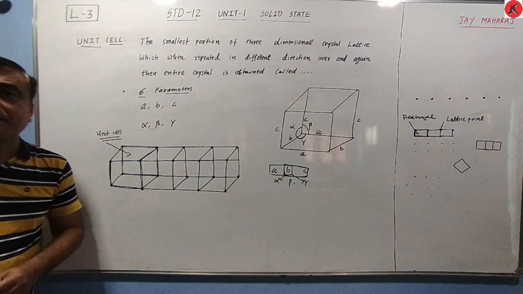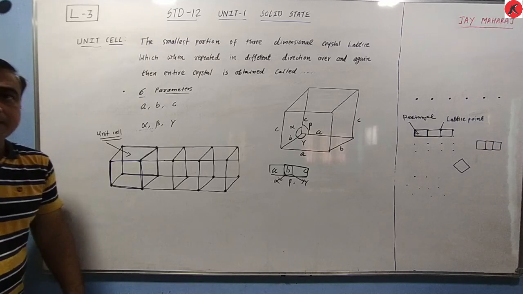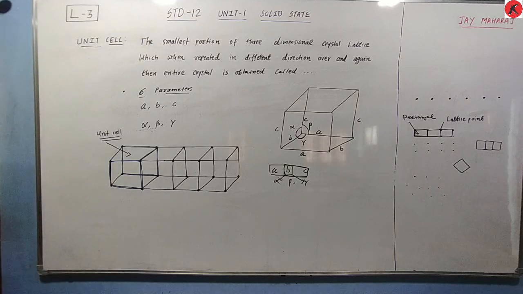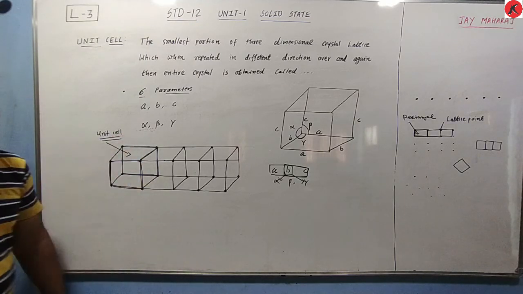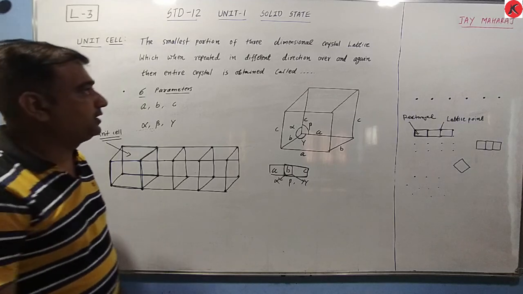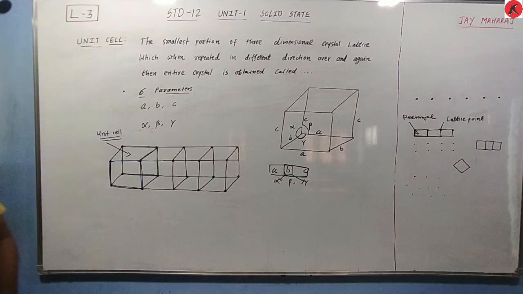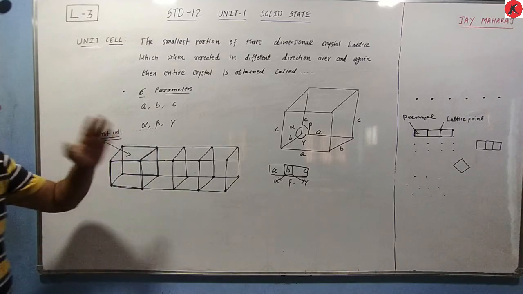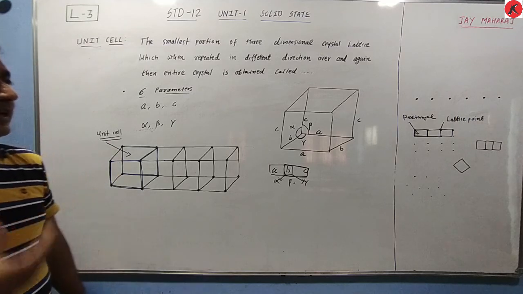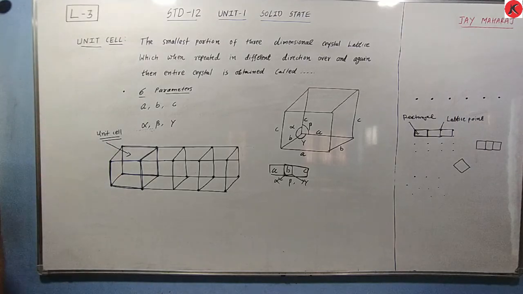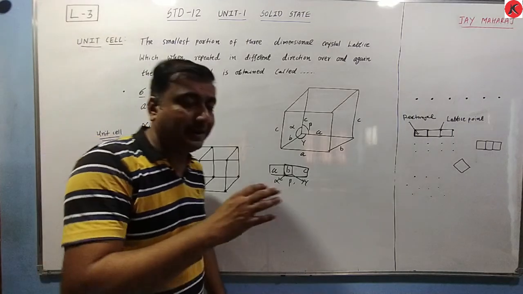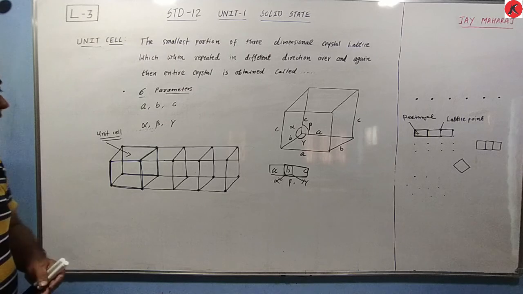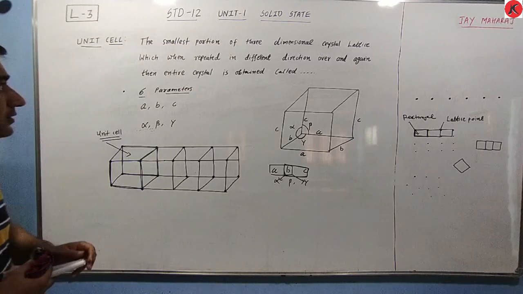That means 6 parameters are required to characterize the unit cell in 3 dimensions, and generally we study in 3 dimensions. So by 6 parameters, alpha, beta, gamma, A, B, C, we can identify the unit cell. Now different types of unit cells are available, so we classify unit cells into 2 categories. The next topic is classification of unit cells.